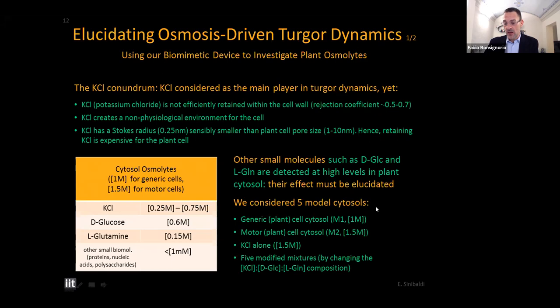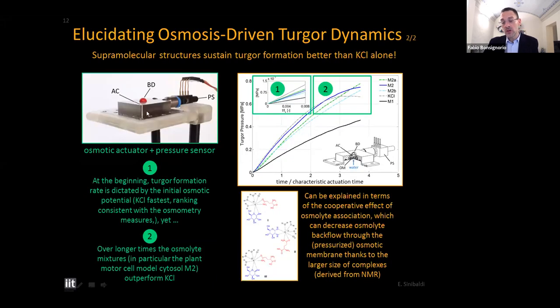So leveraging our device, we considered two plant cytosols, one for a generic plant cell and the other for the motor cell, plus potassium chloride alone and derived mixtures obtained by changing the stoichiometry, that is, the composition of these three components. And we used our device to make a kind of race between these model cytosols. We saw that potassium chloride seemed to be the fastest, the most energetic, the most explosive at the very beginning.